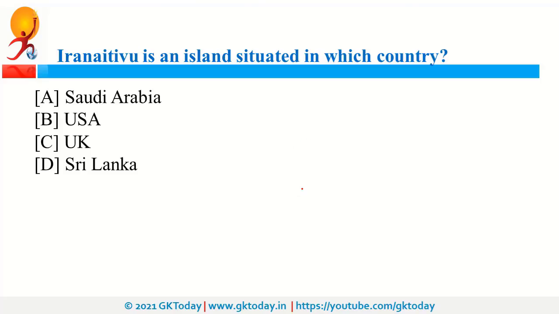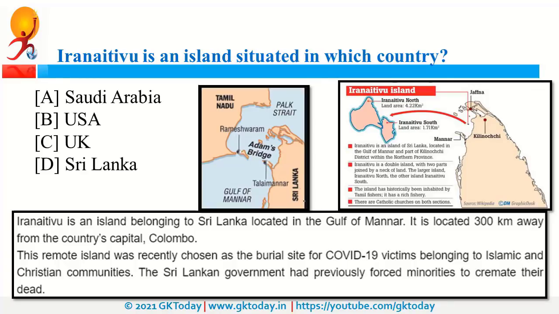Next question is, Iranai is an island situated in which country? So this is an island associated to Sri Lanka and it is located in the Gulf of Mannar. Why was this in news? Because recently this island was selected as a burial site for COVID-19 victims belonging to Islamic and Christian communities. See, because of coronavirus, a lot of people died in Sri Lanka.